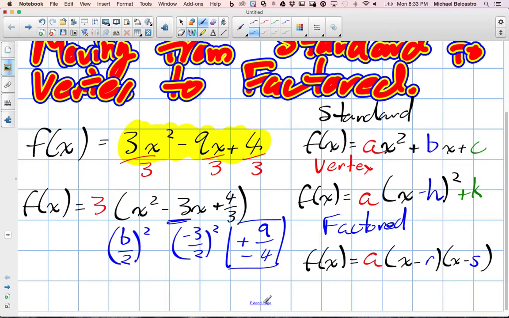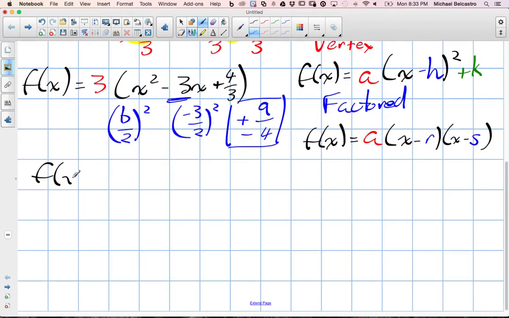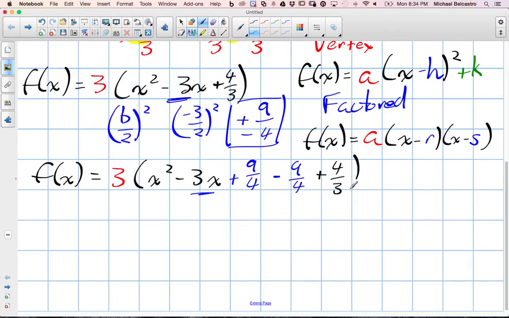So when we go to put it in here, we have our f of x is equal to, okay, we still have our 3. And what we're going to do is put that value just after our new b value. So we're going to add 9 over 4 first, then subtract 9 over 4. And then we still have our positive 4 over 3 here. Okay, so I'm going to collect these two terms and turn them into something. Okay, we'll put them into a simplified value.